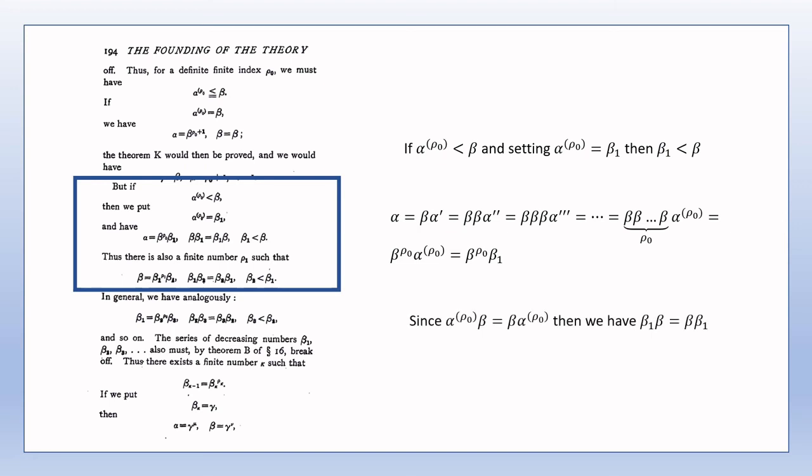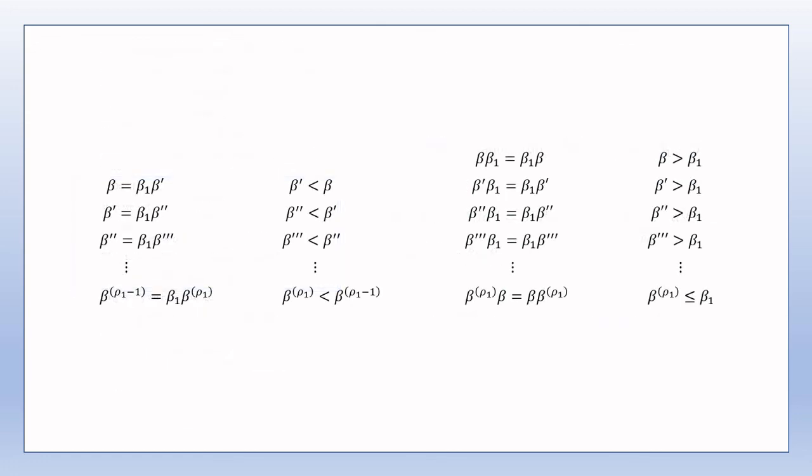Since we already know from the array previously shown that alpha rho naught times beta is equal to beta alpha rho naught, then we have beta 1 times beta is equal to beta times beta 1. Therefore, the condition beta 1 times beta equals beta times beta 1 and beta 1 less than beta means we can repeat the process described on page 193 to 194 for beta and beta 1 instead of alpha and beta. Again, this process can be summarized in the following array, which is similar in nature to the previous array which was shown.